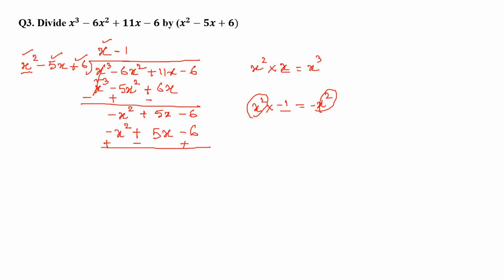So now minus x square and plus x square is 0. 5x minus 5x is 0. Minus 6 plus 6 is 0. So here again my remainder is 0. So the quotient is x minus 1 and the remainder is 0. So this is my third question. Now we will see some questions where we will get some remainder.